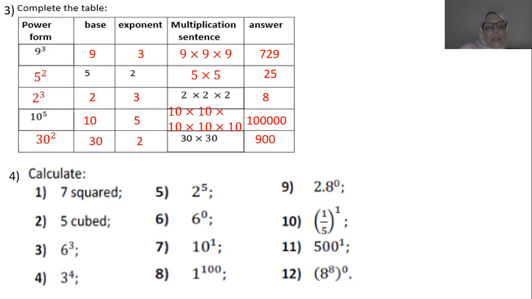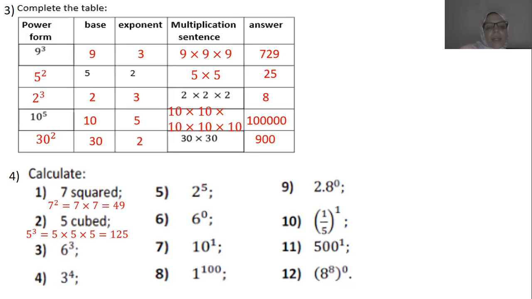Now, exercise number 4, we should calculate 7 squared. What do we mean by 7 squared? Which means 7 to the power 2. 7 times 7, which is equal to 49. Now, the second one, 5 cubed. How do we write it? 5 to the power 3, which is 5 times 5 times 5, and the answer is 125.